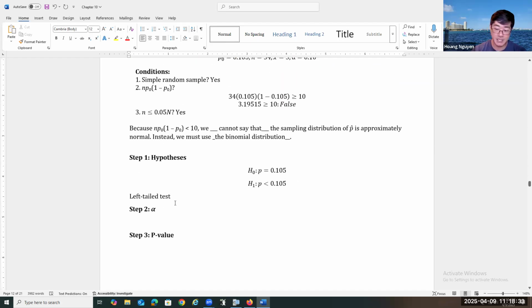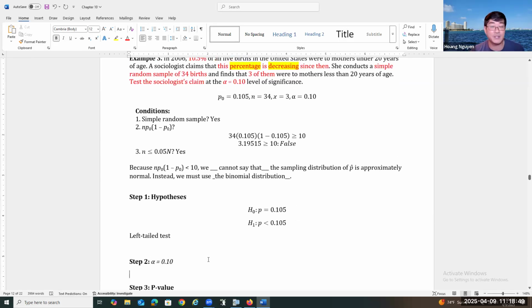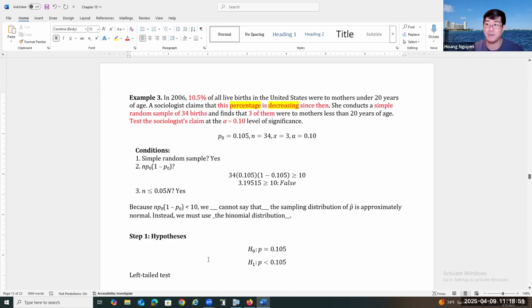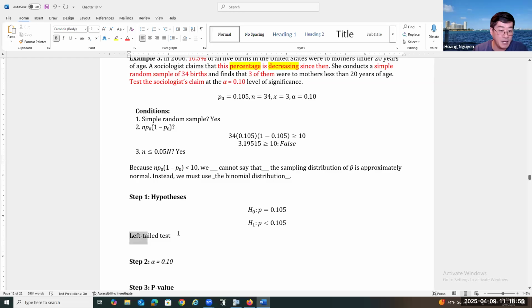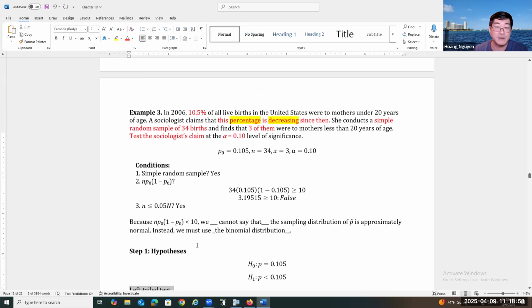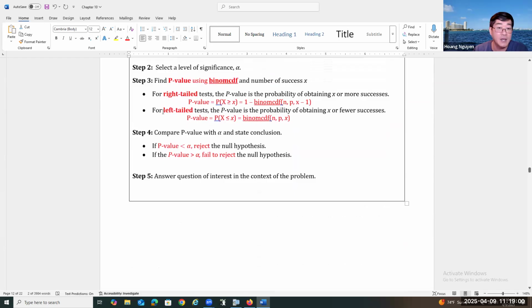Now, step number 2, we select an alpha. This is the easiest step. Alpha is equal to 10%, we know from the question. Now, step number 3, we're going to go directly to the calculation of the p-value. So let's take a look at the formula to calculate the p-value. Based on the alternative hypothesis, we know this is a left tail test. So let me copy the formula. If we have a left tail test, then this is how we calculate the p-value.